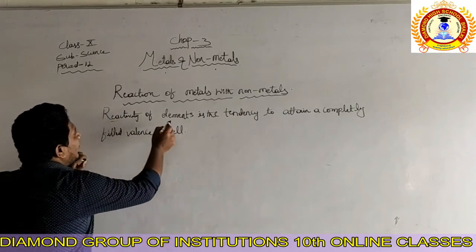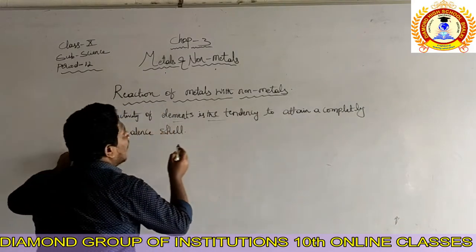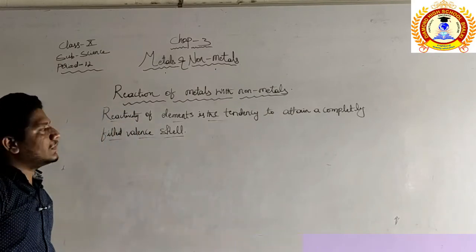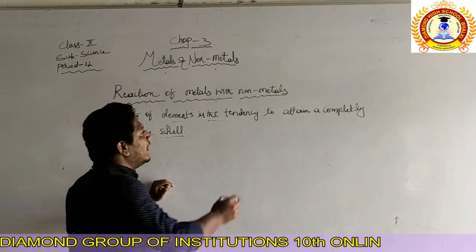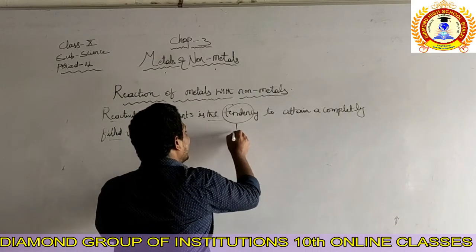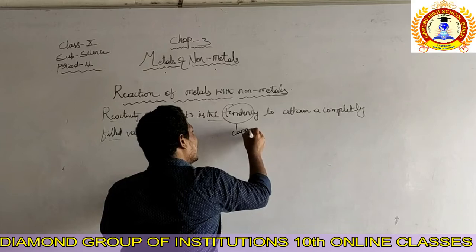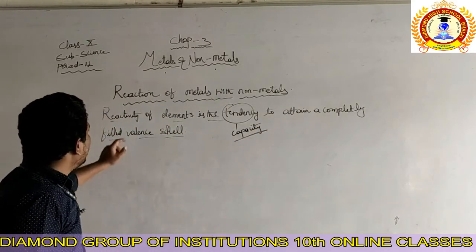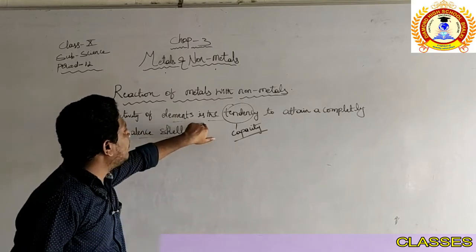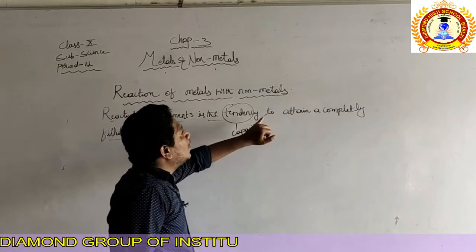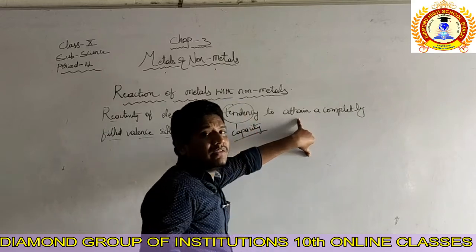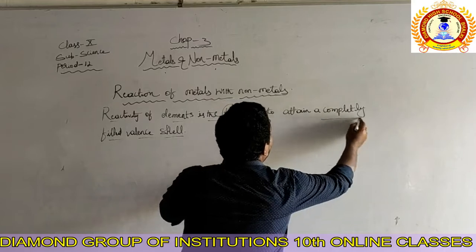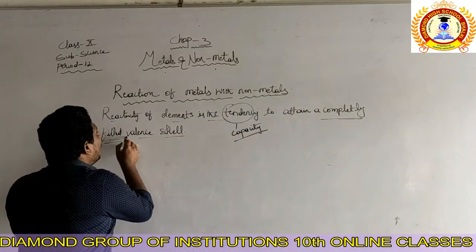The reactivity of elements is the tendency to attain a completely filled valence shell. Tendency here means capacity. What do you mean by tendency? The tendency is nothing but the capacity, right? Means the reactivity of elements is the capacity to attain. Attain means पहुंचना. Attain a completely filled valence shell.